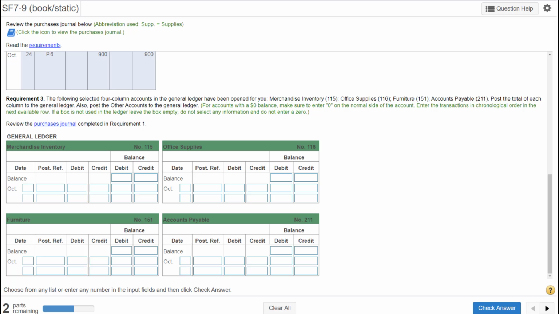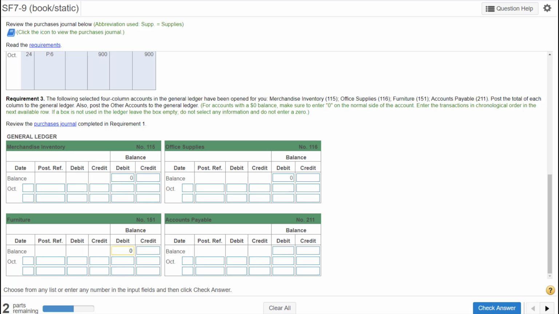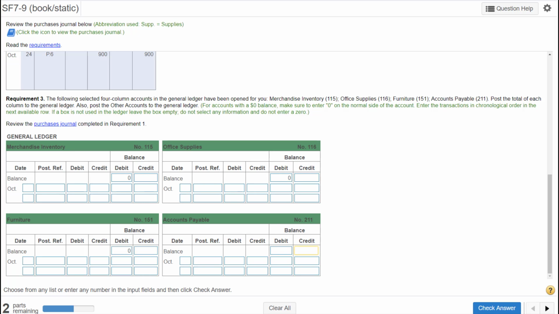Then we need to post to the general ledger. We have to look up here to see if we have any previous balances, and we don't. However, we do have to put a 0 for a previous balance, and we have to put it on the correct side, on the normal balance side. Remember, normal balance just means the plus side. So let's look at inventory. Since it's an asset, its normal balance is on the left, on the debit. Same with office supplies. Same with furniture. Those three are all assets. AP is a liability. Its normal side is on the right side, in other words, the plus side.